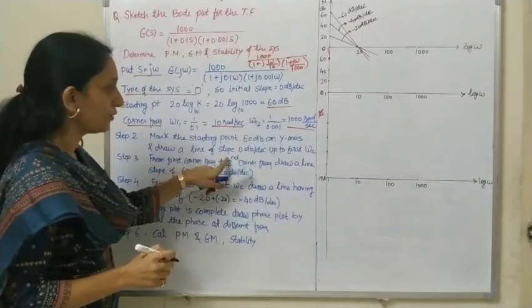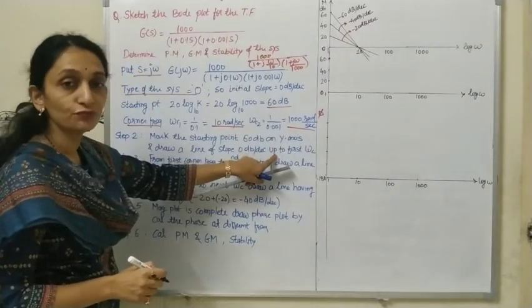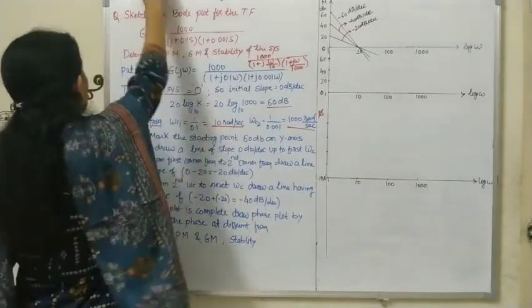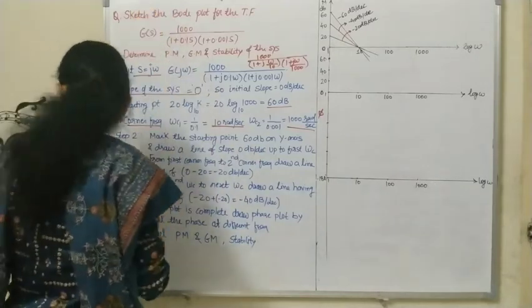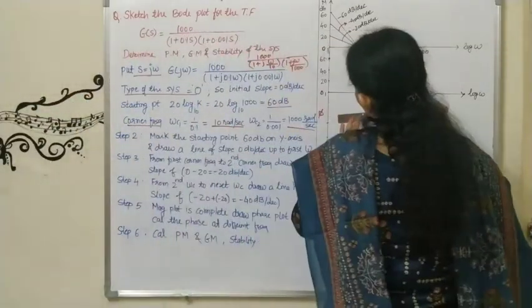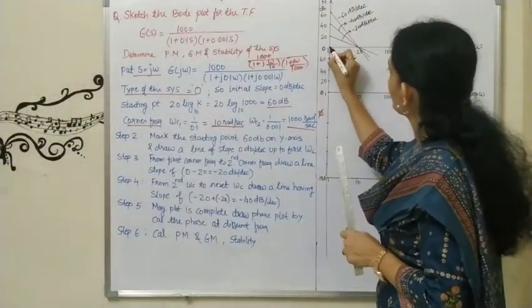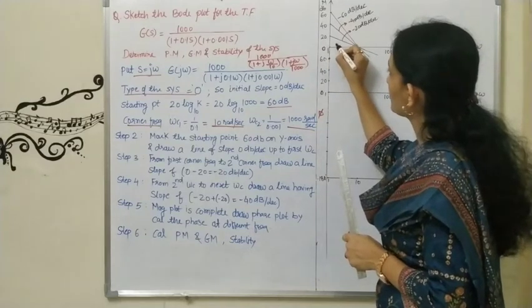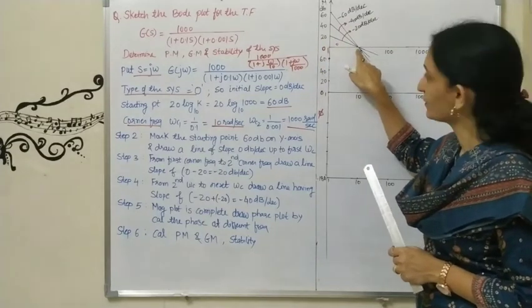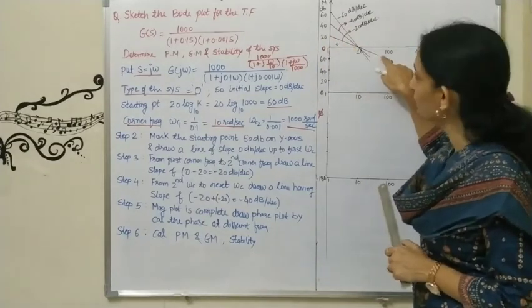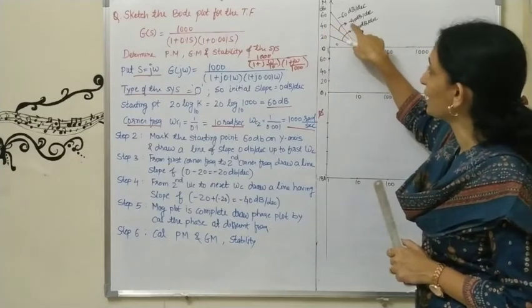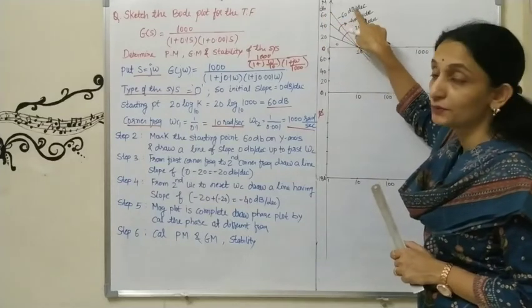Draw a line of slope 0 dB per decade up to the first corner frequency. So what is my first corner frequency? 10 radian per second. So I will start drawing the line of slope 0 dB per decade up to the first corner frequency. Here you know that this line is the line of slope 0 dB per decade. I have joined 20 and the first decade, so this line will give me a line slope of -20. When you join 40 and the first decade, it will be -40. When you join 60 and the first decade, it will be -60.